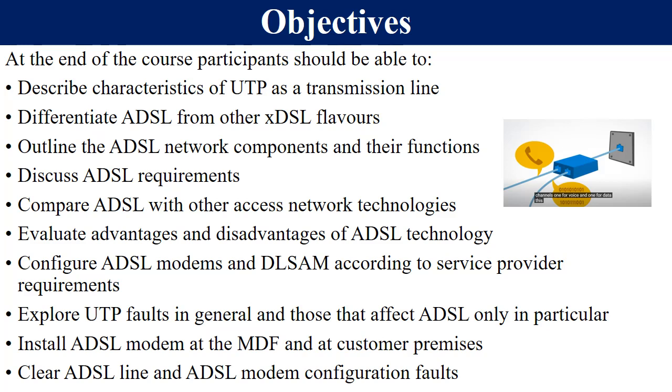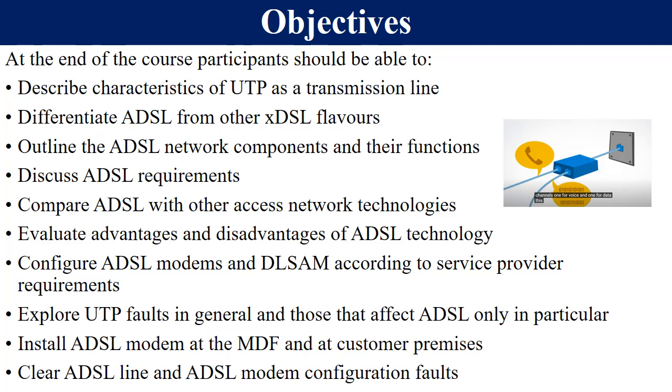Also, there are various network devices that are found on an ADSL network. You must be able to outline their functions. For a customer to be connected onto an ADSL network, there are some requirements that must be fulfilled. You must be able to discuss them. Then in terms of access network technologies like GPON and dial-up, you must be able to compare ADSL with those technologies. Then everything has got advantages and disadvantages. You must be able to describe the advantages and disadvantages of ADSL technology.